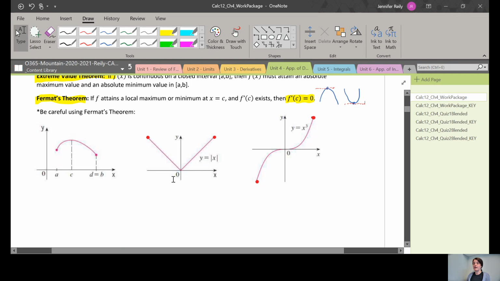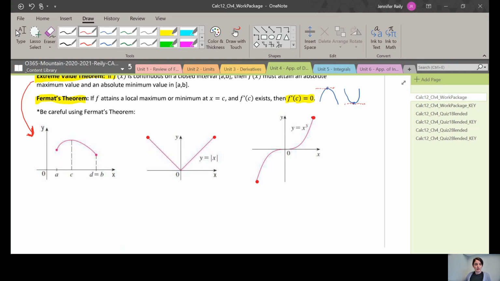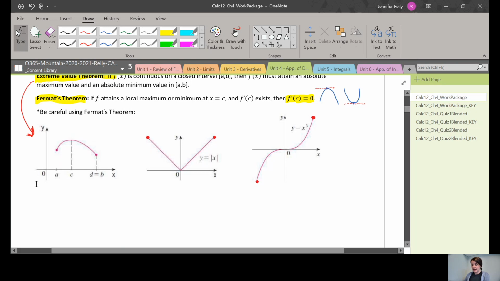So there are three different ways we can have a global maximum or minimum point on a closed interval. So this is how we're going to use the extreme value theorem and Fermat's theorem. So we've got a closed interval in all three cases. We can see the solid points on either side of the curves. Okay, the first way we can have a global minimum is in this case here.